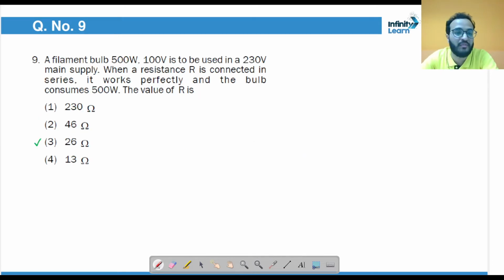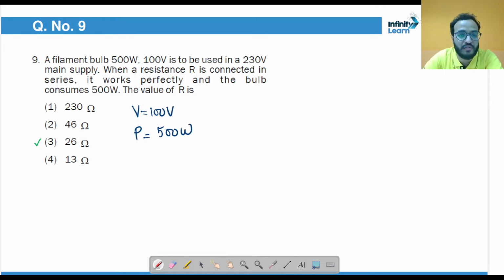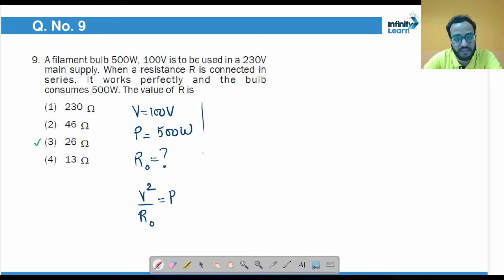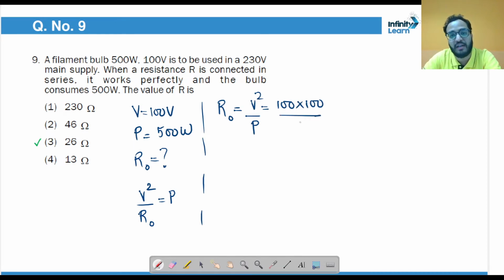Now, a filament of the bulb. This is an interesting question. See, this information tells us about the resistance of the bulb. V is 100 volts and power is 500 watts. Let's say the resistance of the bulb is R naught. We need to figure it out. We will say V square upon R naught is equal to power, right? So the resistance of the bulb will be V square by P. Now what is V? 100 into 100 upon 500. So what will be the answer?